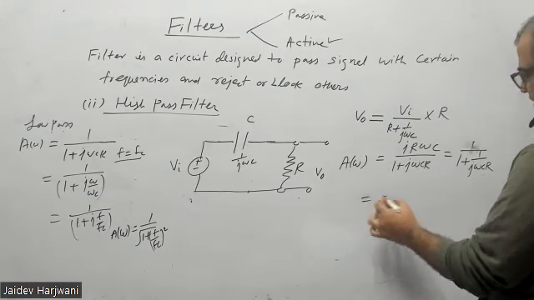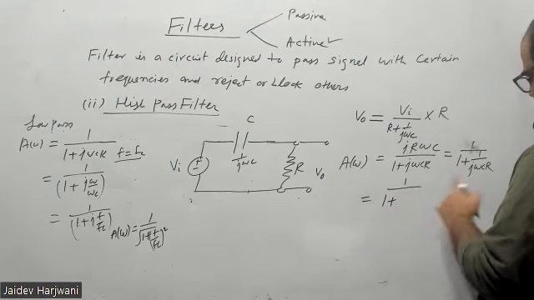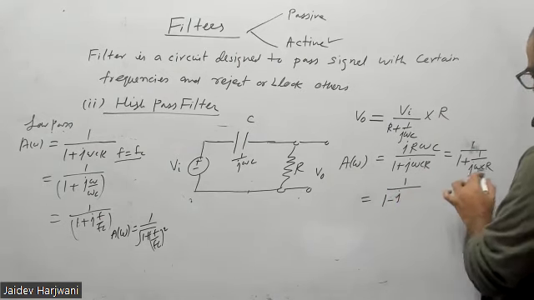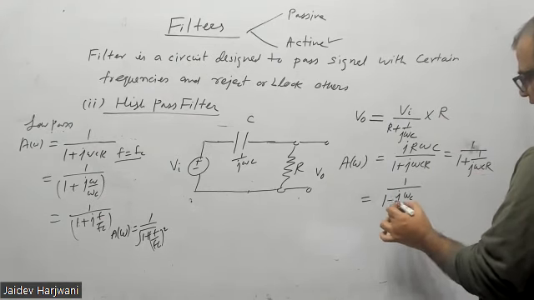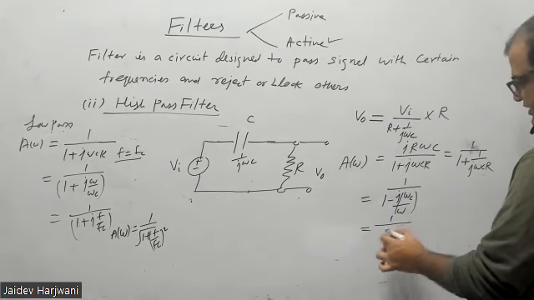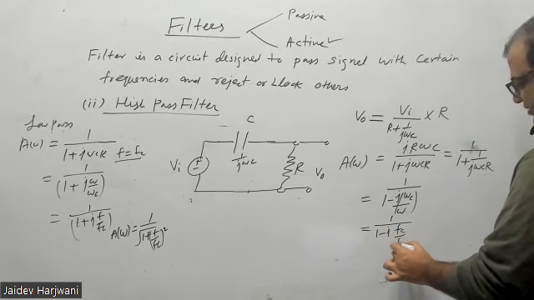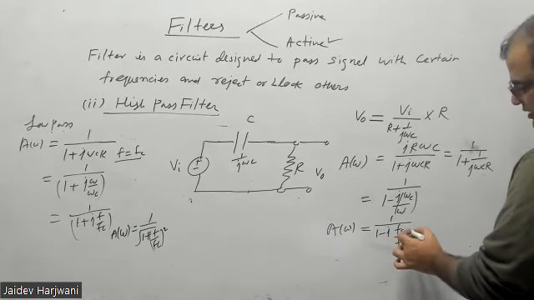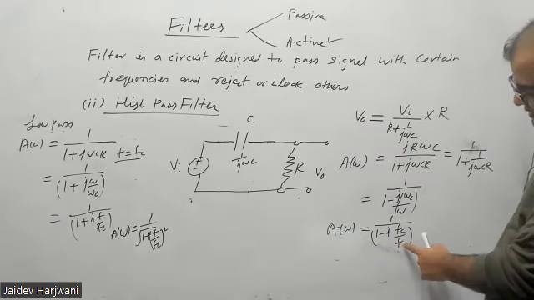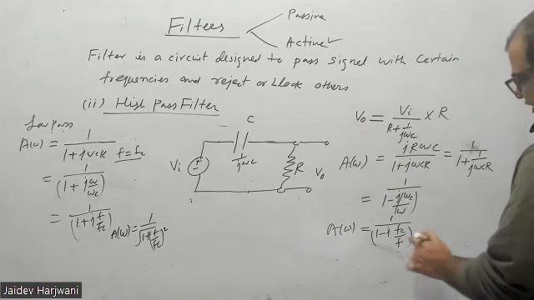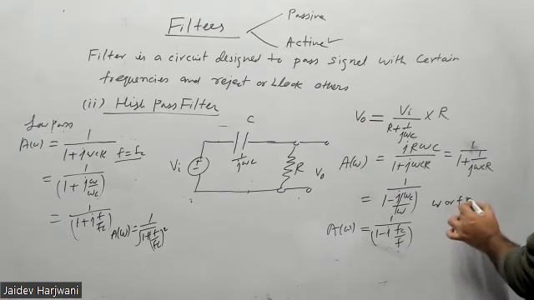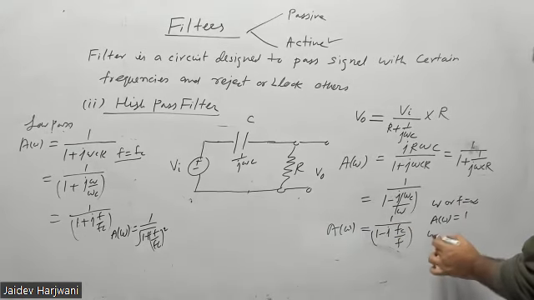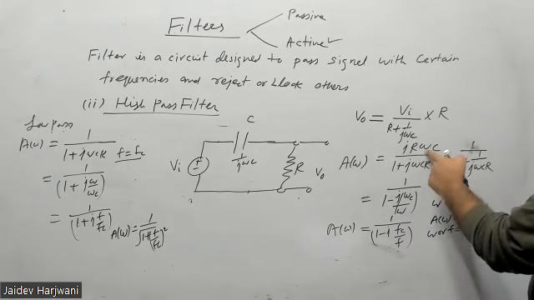This expression you can also write like this: 1 plus j, you multiply by j, this becomes minus j, and this is C R, so you can write omega c upon omega. Also you can write it as 1 minus j f c by f. Whenever this type of expression comes in the denominator, you can identify whether it is a high pass or low pass filter. Now this is a high pass filter, because if you put f equal to infinity, either omega or f, then you get gain equal to 1. And if you put f equal to 0, then your gain is 0.